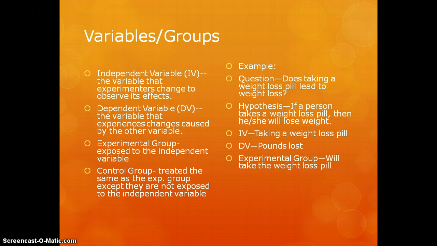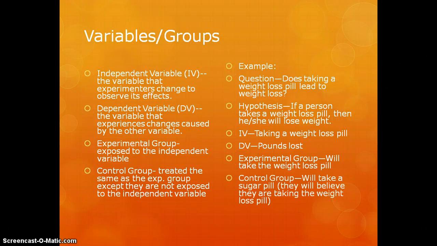The experimental group is the group that is exposed to the independent variable. So this is the group that's going to be taking the weight loss pill. Now, we're going to get into this a little bit more when we look at problems with research. But the control group in this case, like it says, is treated the same as the experimental group, but they are not exposed to the independent variable.